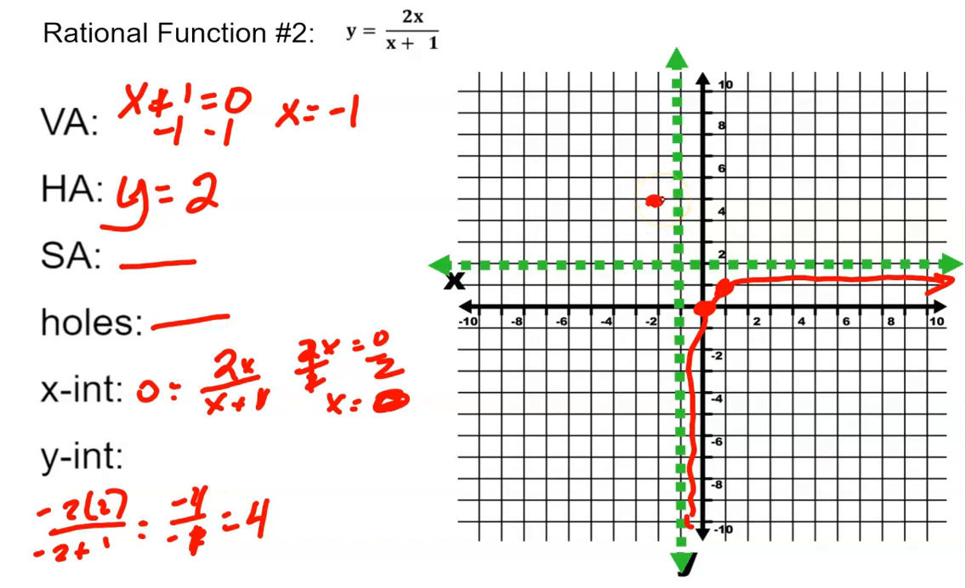And then one more point, I'm going to choose -3. So if I put 2 times -3 all over -3 plus 1, this is going to give us a -6 divided by a -2. -6 divided by -2 is a +3. So I have -3, +3. That would be here. So I know that it's going to get close to the horizontal asymptote, come up, and follow along the vertical asymptote. So that would be our graph for this rational function.